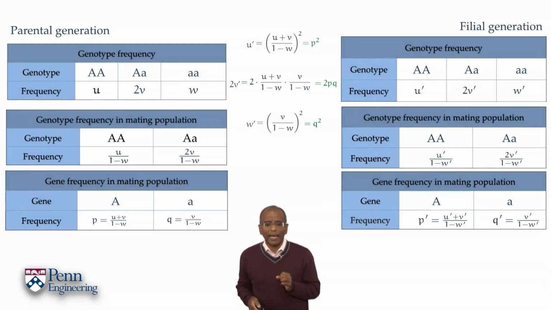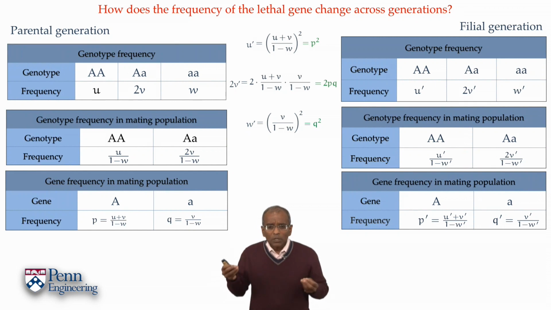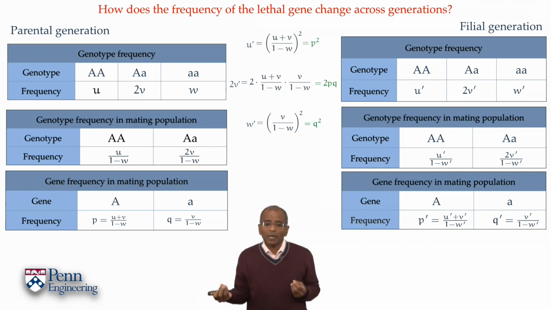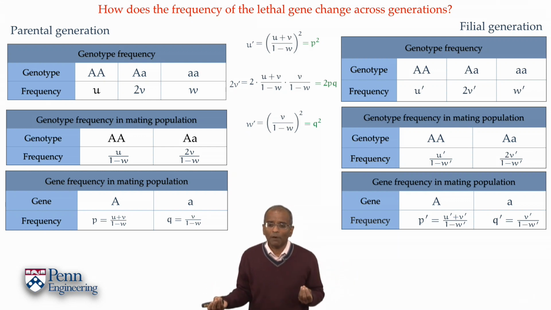So let's now step back and ask the following basic question. Recall that the lethal gene, little a, is in the parental mating population with proportion q. It is in the filial generation's mating population with proportion q prime. Of course, q prime is related to v prime and w prime, which in turn is related to u, v, and w. Well, what is that relation? Well, let's write this down.